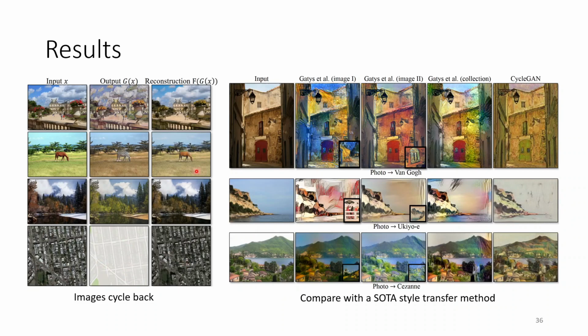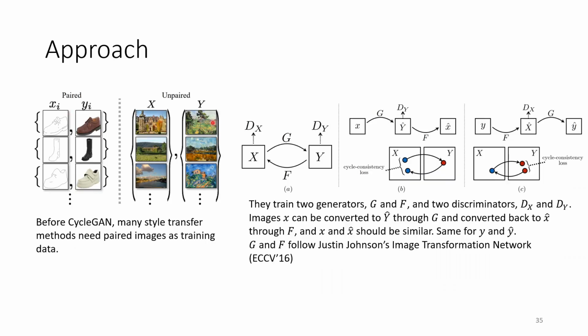So they want the reconstructed image to be very similar to the input image, so that they can transfer not only one way but the other way too. It's like a circle. For this reason the name is called CycleGAN.